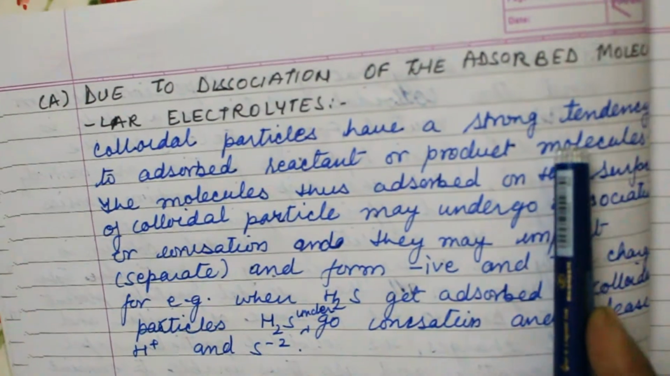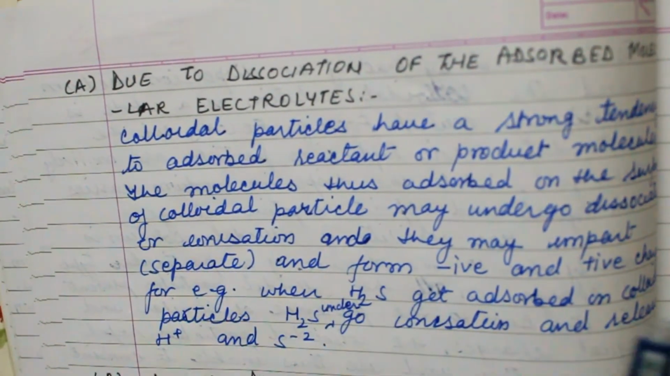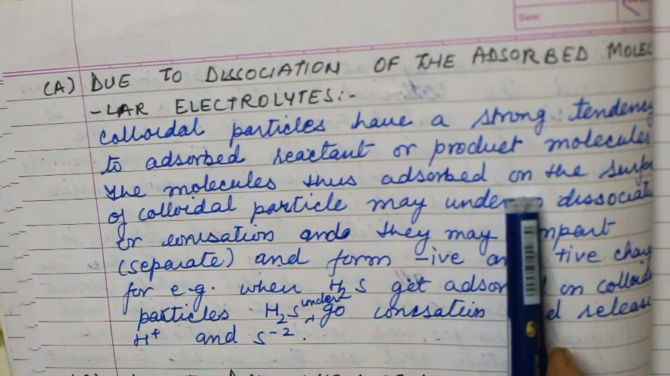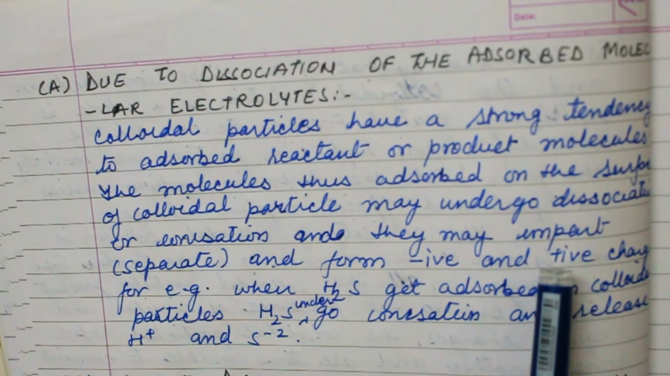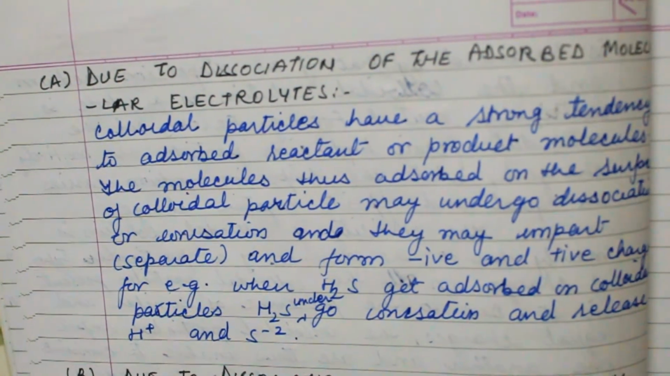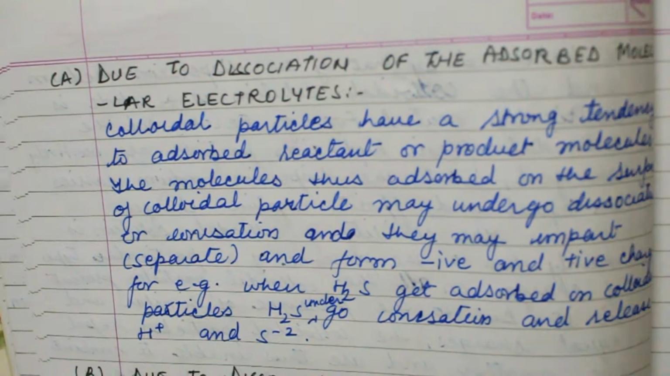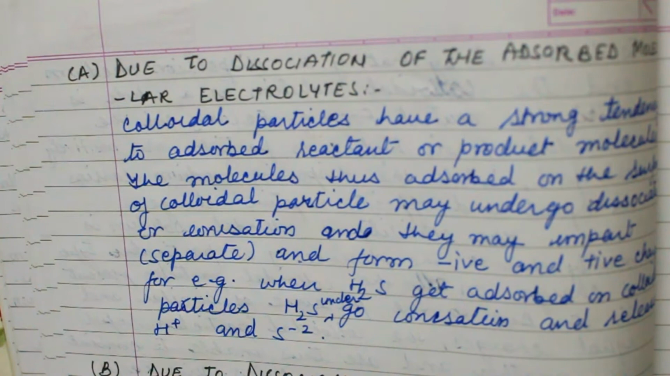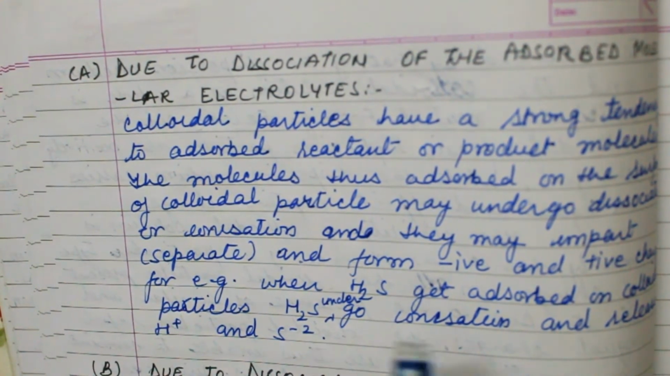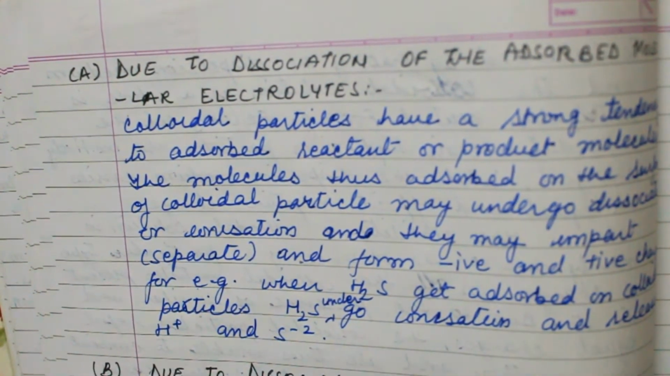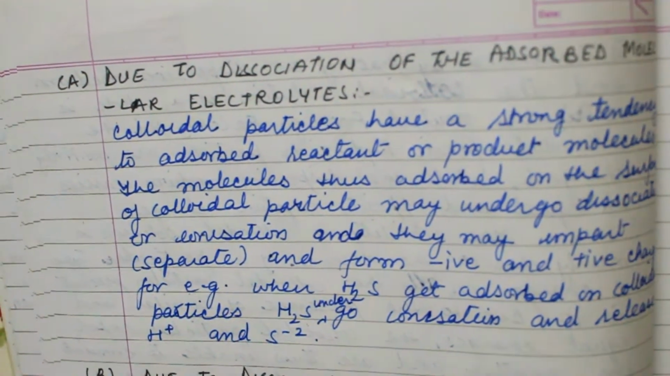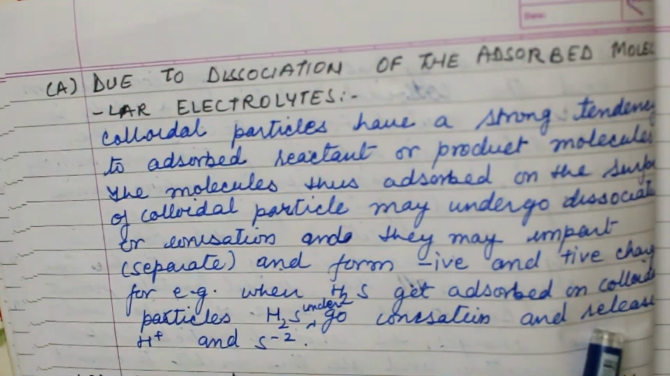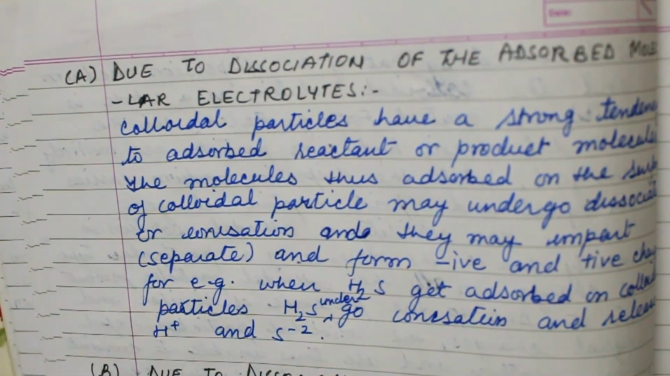First one is due to the dissociation of adsorbed molecular electrolyte. In this, colloidal particles have a strong tendency to adsorb reactant or product molecules. The molecules thus adsorbed on the surface of colloidal particles may undergo dissociation or ionization, and they may impart charge. They separate into negative and positive charge when they go through the liquid medium. For example, H2S gets adsorbed on the colloidal particle and H departs from the S. They undergo ionization and release H+ ion and sulfide ion.